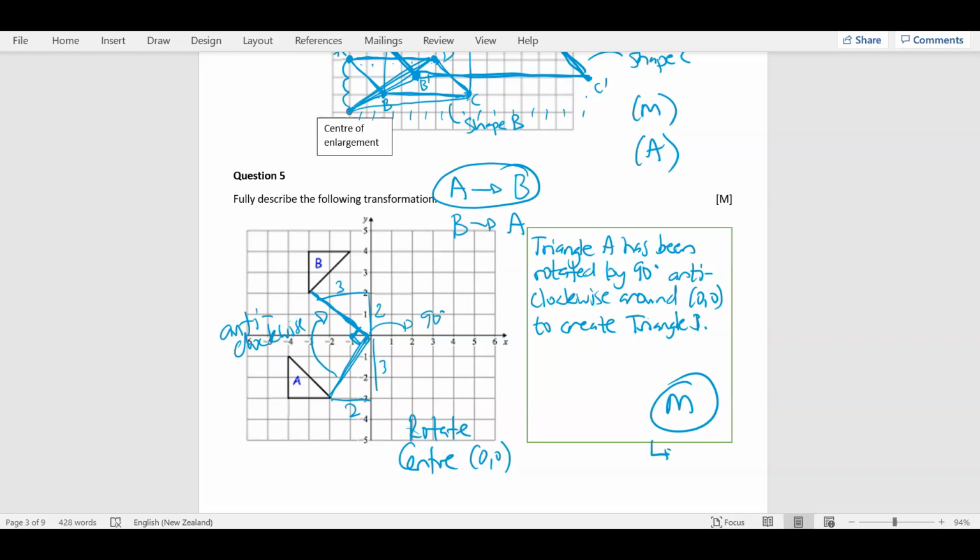If you maybe got one of the elements wrong, maybe the angle or the direction or the point wrong, your teacher might have had a bit of sympathy and given you an achieved mark there. But hopefully you got the whole thing right. Hopefully that all makes sense.